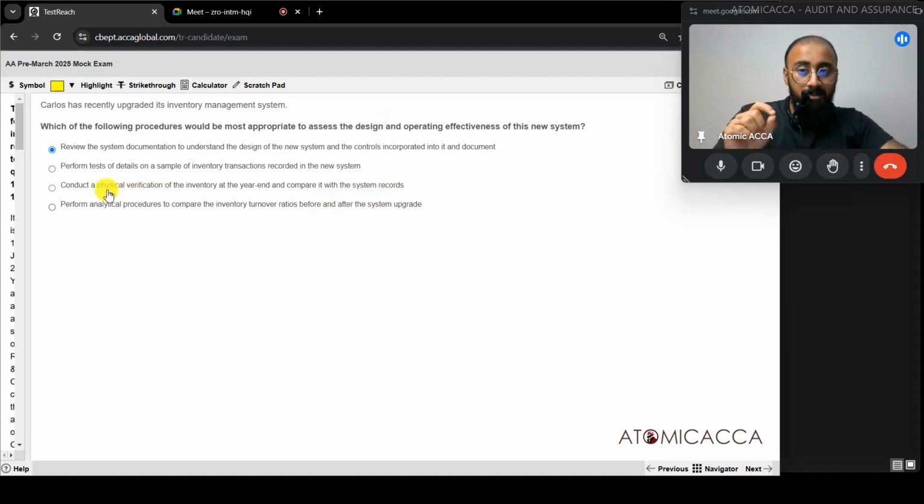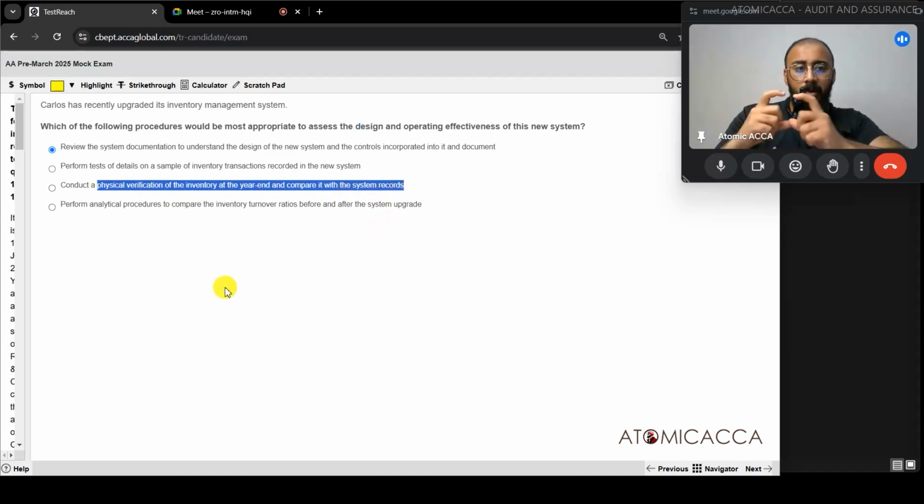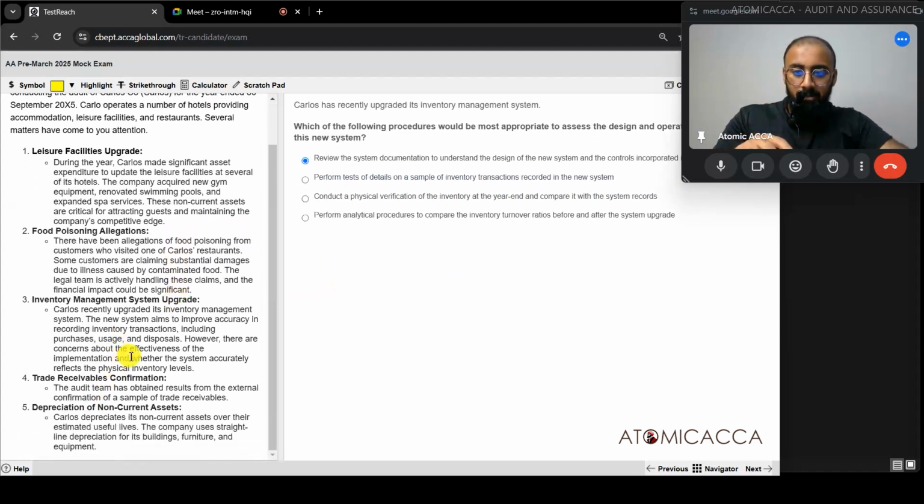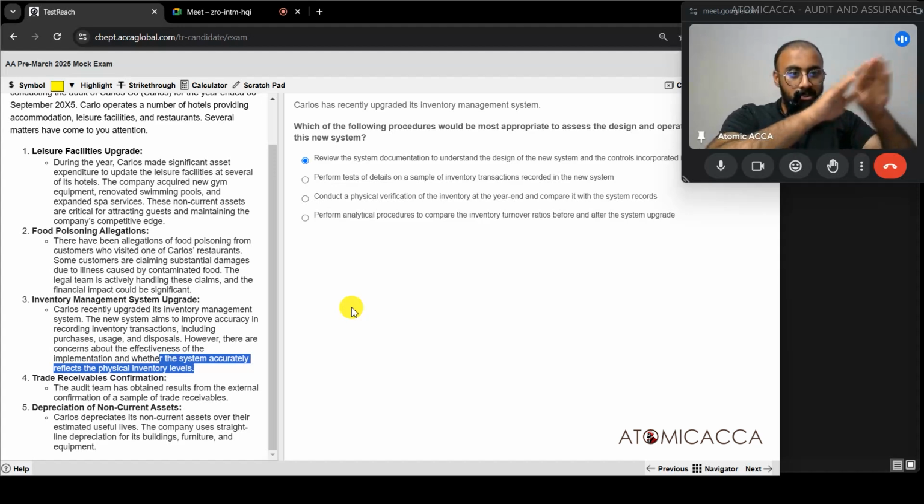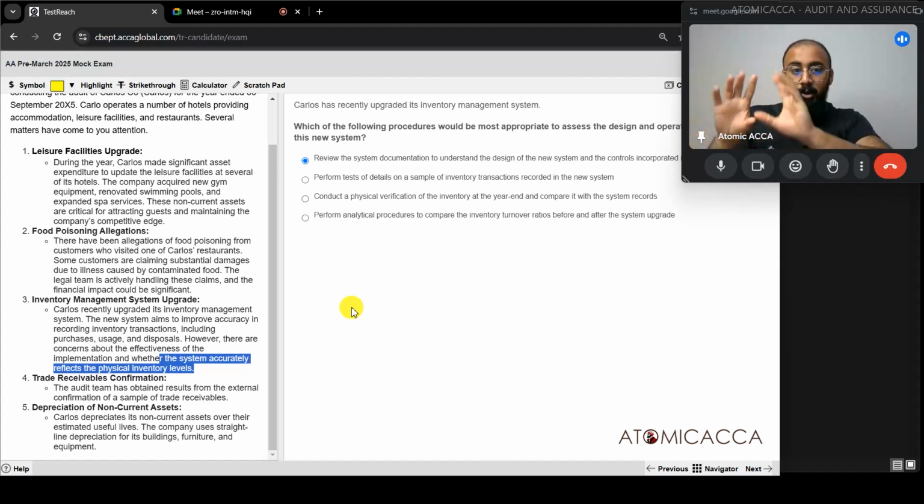Conduct a physical verification of the inventory at the year end and compare it with the system records. So one part of this particular, where is that paragraph? That last line over here. However, there are concerns about the effectiveness of implementation and whether the system is accurately reflecting the physical inventory level. So what we are doing is a physical verification of the inventory. We're going to the warehouse and checking how much inventory is there and comparing with the system record and seeing how much is being recorded there.